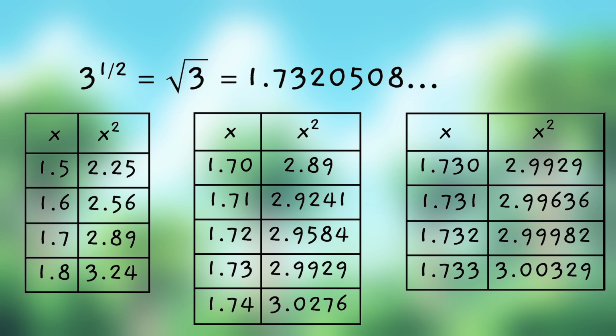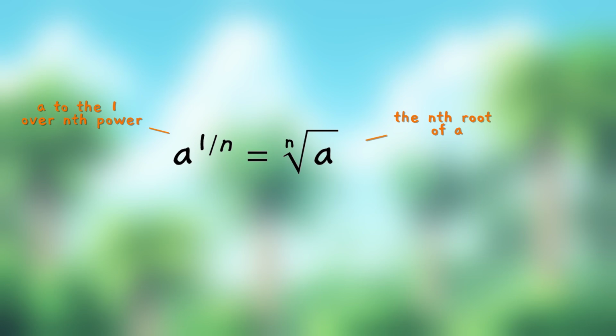This is what radicals are. If you take some number and raise it to the 1 over nth power, you can rewrite this as this. This is the radical version of writing this down. And you say that as the nth root of a. So the left-hand side, you say that out loud as a to the 1 over nth power. On the right-hand side, you say that out loud as the nth root of a.